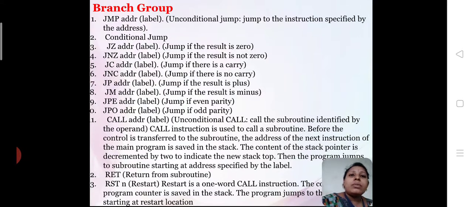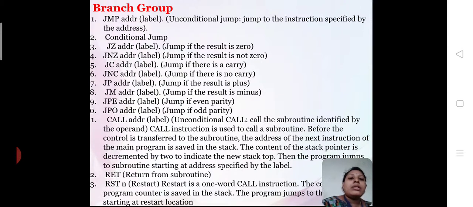Next, JZ means jump if the result is 0. If the result is 0, jump to some address. JNZ means jump if the result is not 0. If the result is not 0, it jumps to some address location. Next, JC means jump if there is a carry, and JNC means jump if there is no carry. These are some of the branch group instructions.